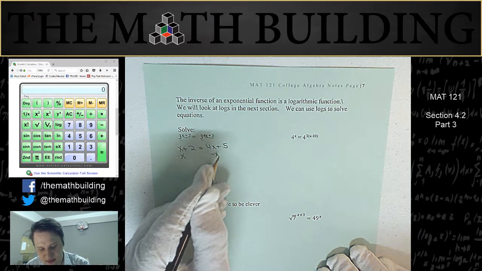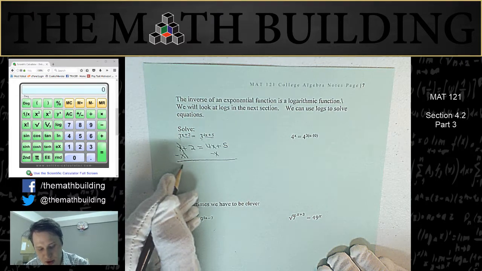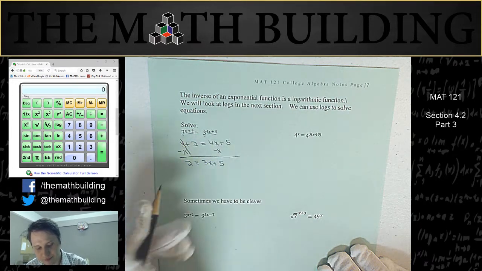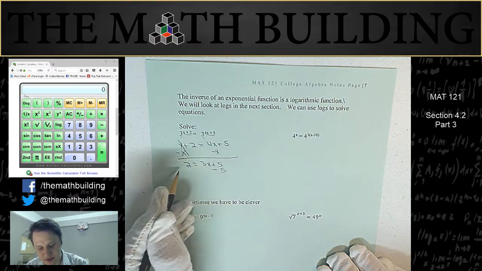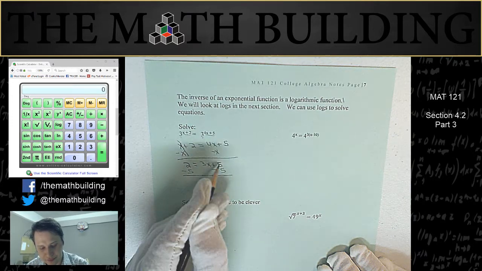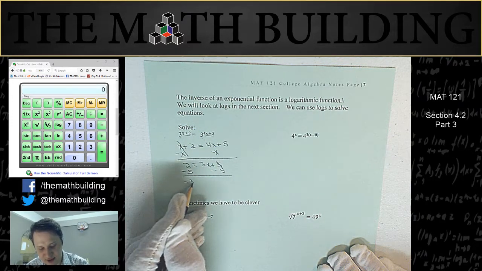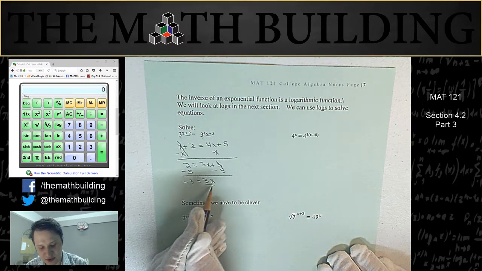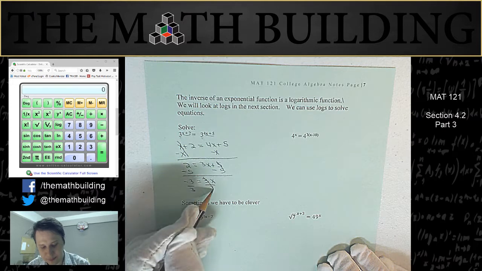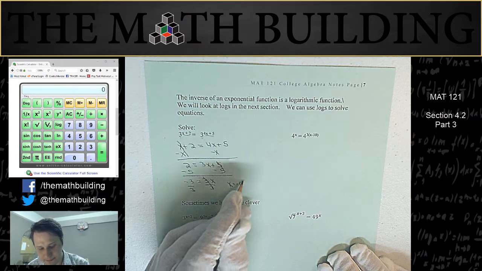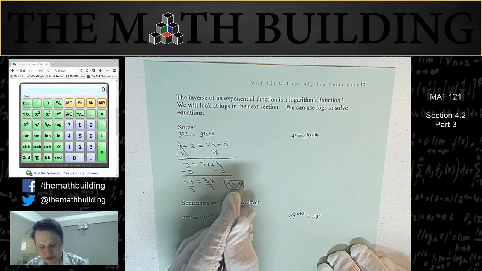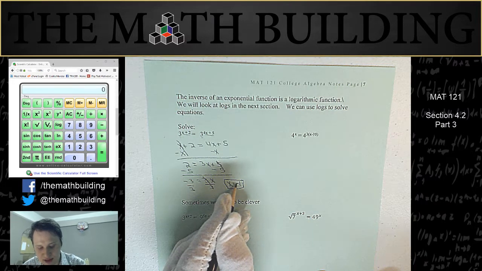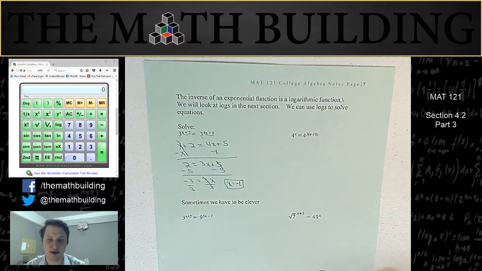So minus x, 2 is equal to 3x plus 5, minus 5, minus 5. 2 minus 5 is negative 3. So we have negative 3 equals 3x, divide by 3, divide by 3, x equals negative 1. So if the bases are the same, then you can go ahead and just set their exponents equal to each other and then just solve.